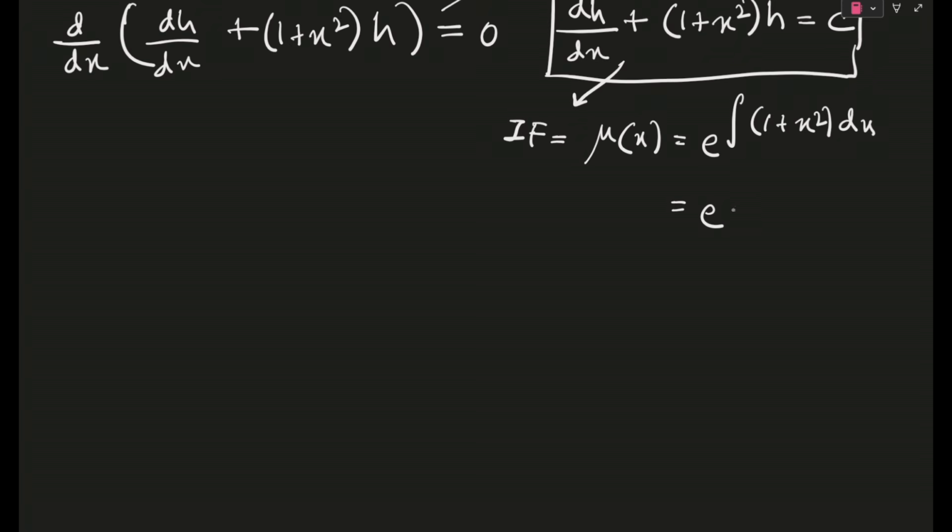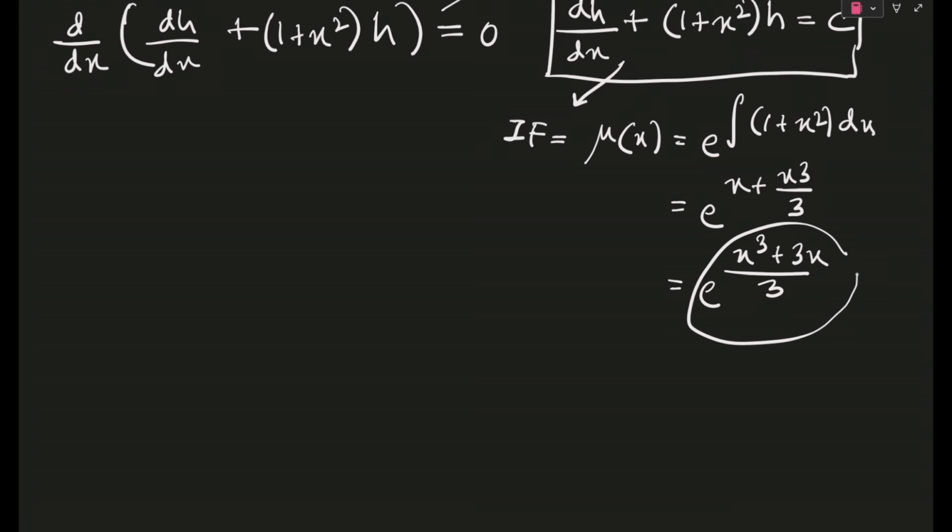And this comes out to be e power x cube plus 3x by 3, and this particular thing was given to you as your t dash x, which I mentioned in the beginning of the question. So everything was hidden in the question itself. You just had to decipher. Okay. So guys, I can write this now.